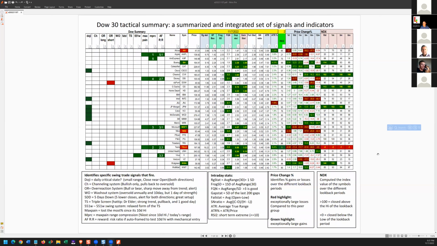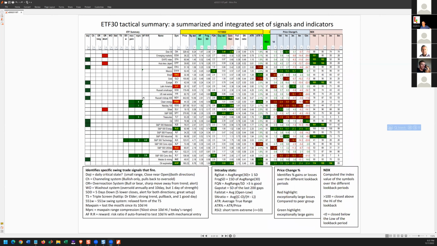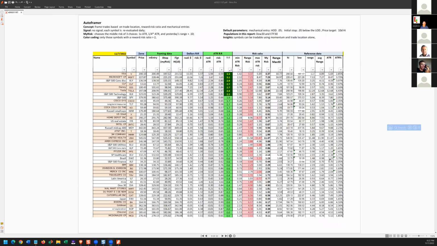The Dow tactical summary, lots of breakouts to the upside, as you can see. Only Tesla was the break. So that's really Tesla hatred out there. And you can't make a living shorting Elon Musk. ETF 30, lots of dojis today, a couple auto framers in technology and consumer discretionary, and mostly breakouts. There were no breakdowns today, so I like the strength in energy and materials. Just a couple auto framers to consider.